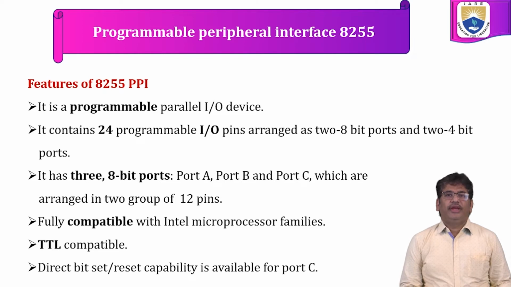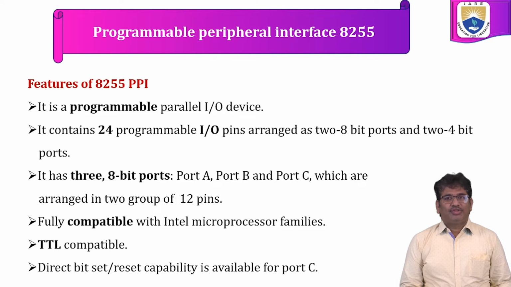The main features of the 8255 are: it is a programmable parallel I/O device. It contains a total of 24 programmable I/O pins arranged as two 8-bit ports, that is port A and port B, and two 4-bit ports, that is port C upper and port C lower. These two 4-bit ports, port C upper as well as port C lower, we can also configure as an 8-bit port, that we refer to as port C.